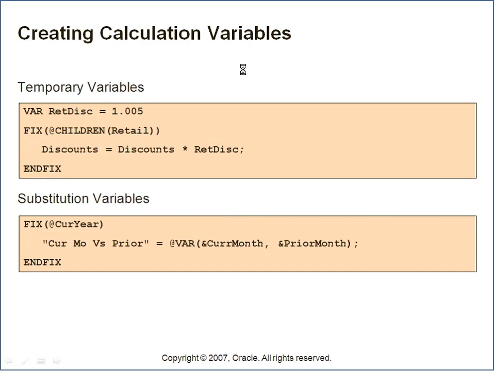Now let us take a look at creating a substitution variable or calculation variable. In Essbase, there are two types of variables that are present. One is called a temporary variable. The other is called a substitution variable. The scope of a temporary variable is within the script. So you define a temporary variable within the script, use it within the script, and it will go out of the memory once your script execution is over. So the scope is within the script. You can use it only in the script in which you have defined it.